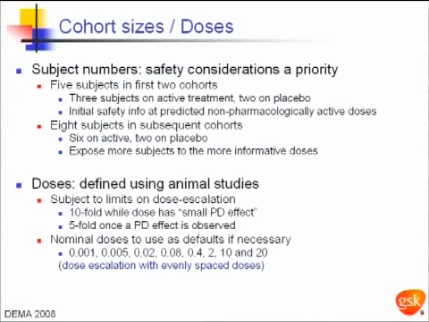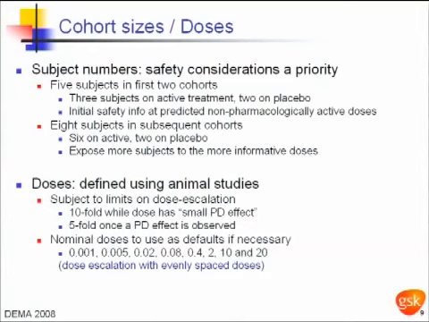And then we'll increase the number of subjects in subsequent cohorts. Will be 6 on active, 2 on placebo. Always there are 2 patients on placebo. This is just by the constraints of this study. It's a given. And then it's hoped that by escalation, we'll expose more subjects to the more informative doses.